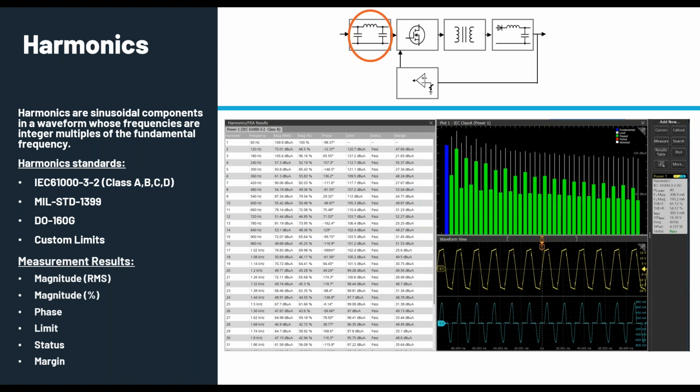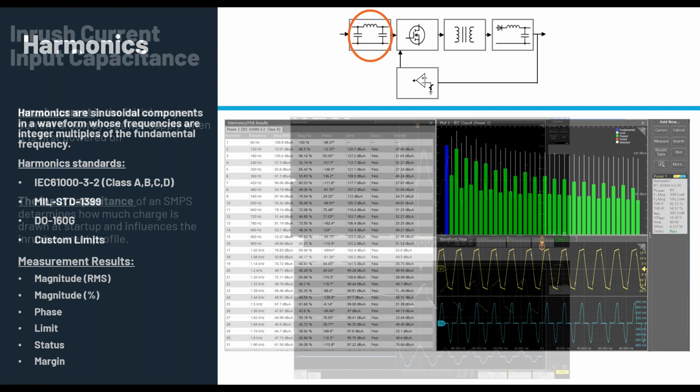Along with IEC, we also have many other standards, and many people would like to look at custom standards as well, which are evolving right now. They also want to measure up to more than the 40th harmonic, which is also possible with the scopes.